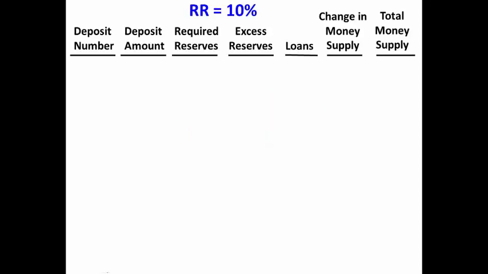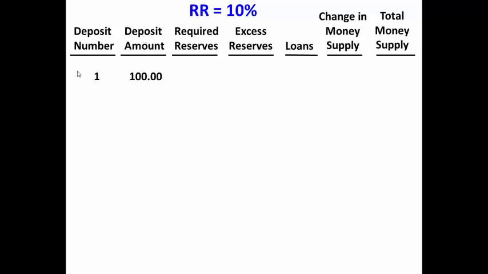Simple money multiplier part 1. Let's say that the reserve ratio is 10%, and someone with $100 cash comes in and makes a deposit into the banking system. This $100 is in cash. They make a cash deposit, and this goes into that person's checking account. We call this a demand deposit.